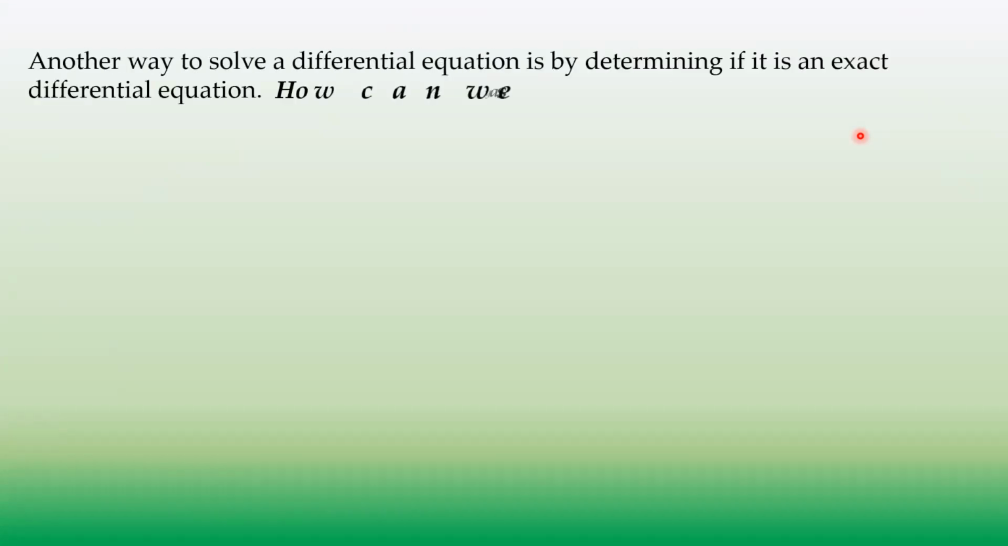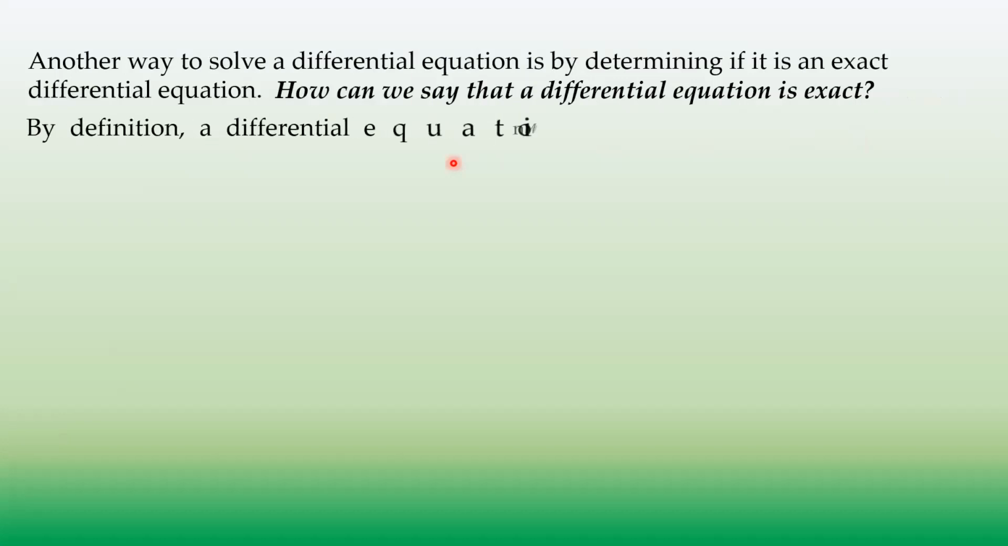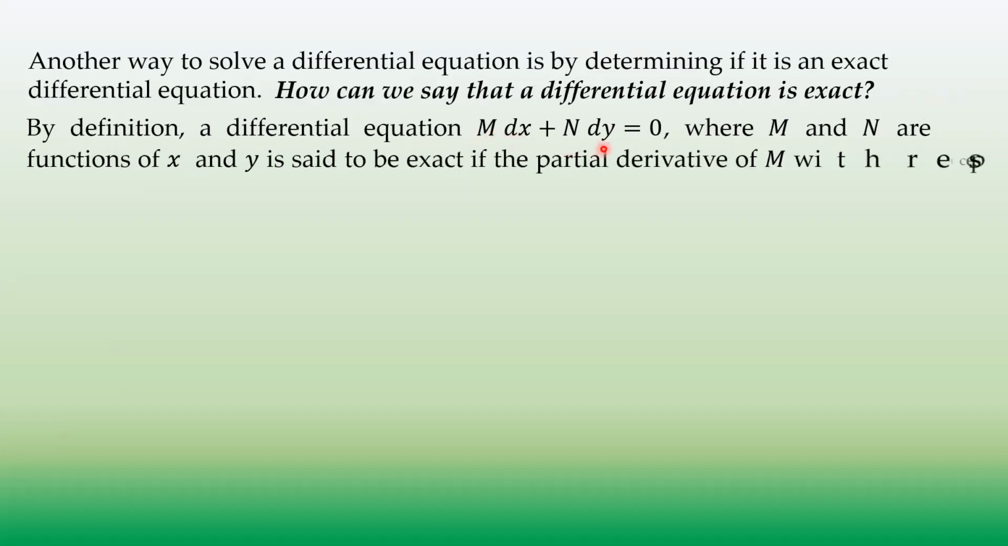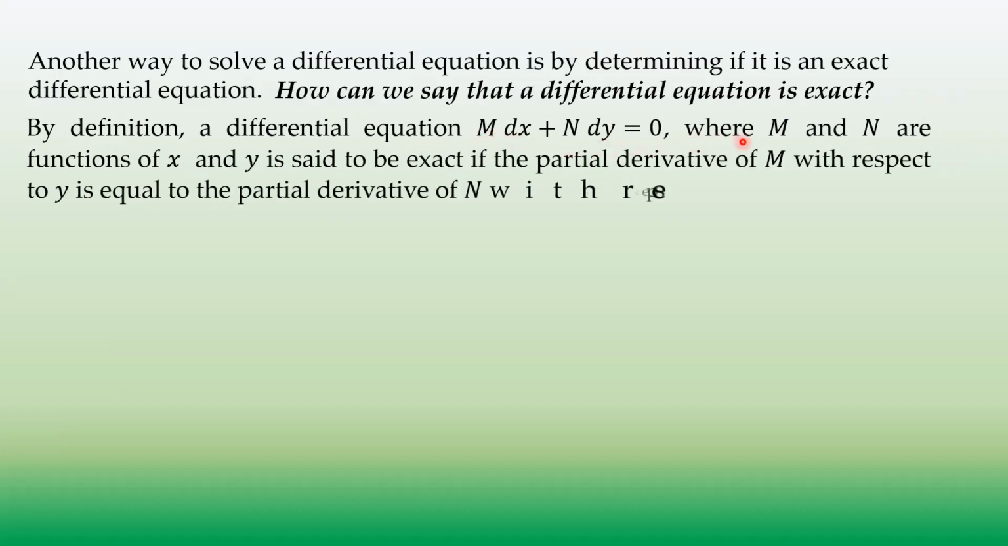By definition, paano malalaman na ang isang equation ay exact? Ito tayo sa definition. By definition, a differential equation of the form M dx plus N dy equals 0, again, where M and N are functions of x and y, is said to be exact if the partial derivative of M with respect to y is equal to the partial derivative of N with respect to x.